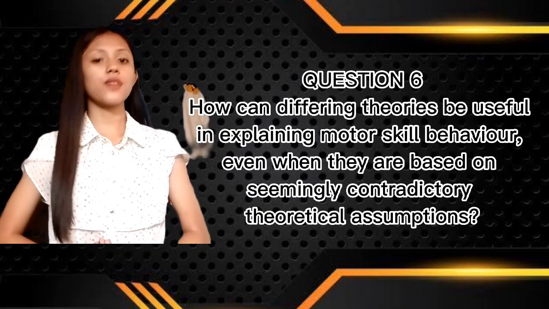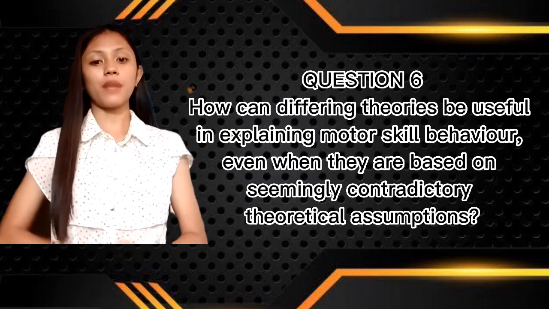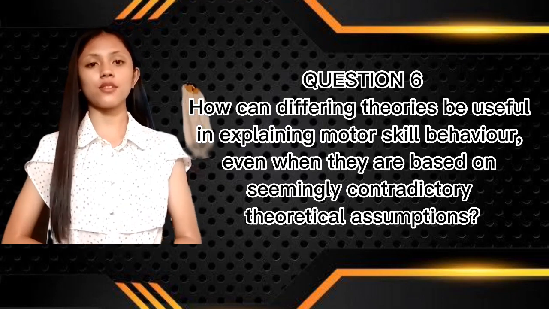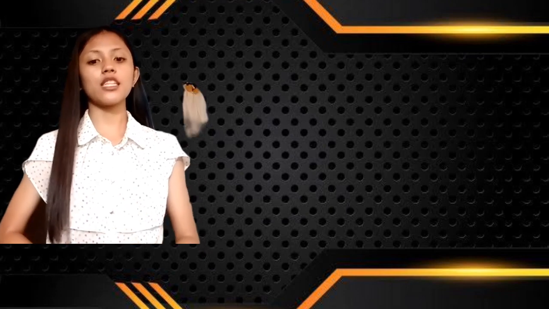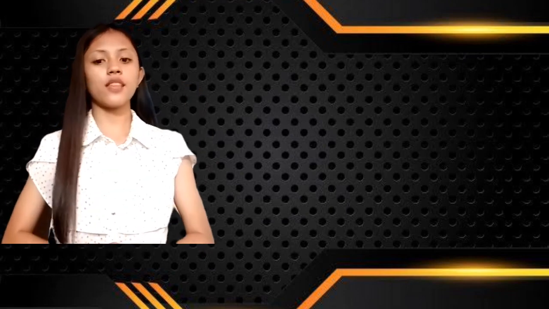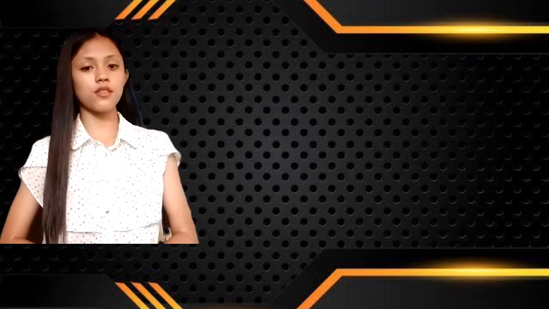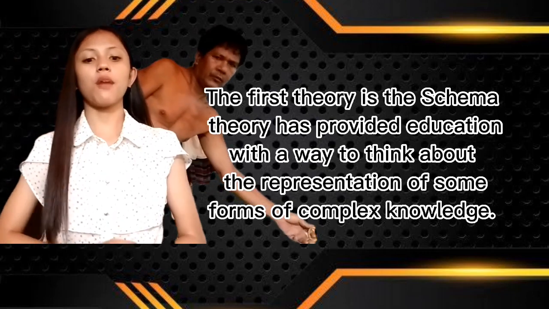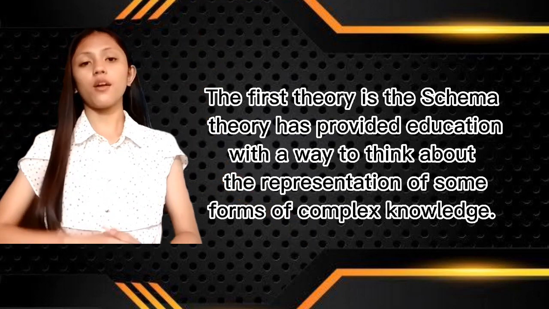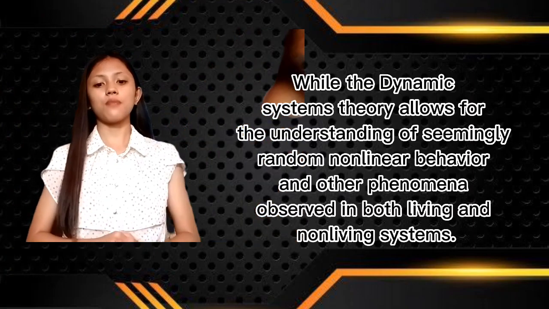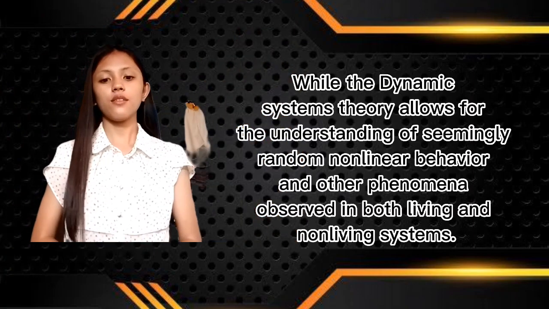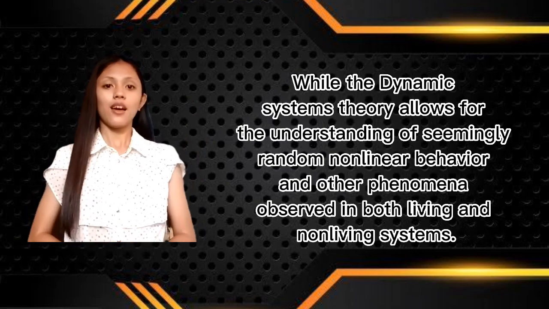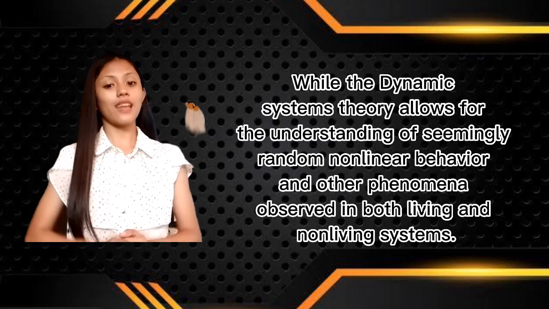Question number 6. How can differing theories be useful in explaining motor skill behavior, even when they are based on seemingly contradictory theoretical assumptions? Theories can be useful in explaining motor skill behavior, even when they are based on seemingly contradictory theoretical assumptions. The first theory, schema theory, has provided education with a way to think about the representation of some forms of complex knowledge, while dynamical systems theories allow for the understanding of seemingly random non-linear behavior and other phenomena observed in both living and non-living systems.